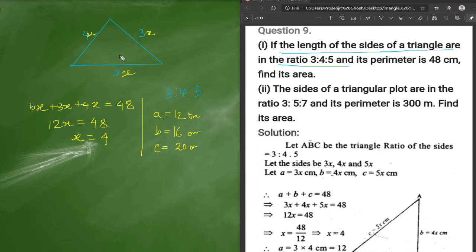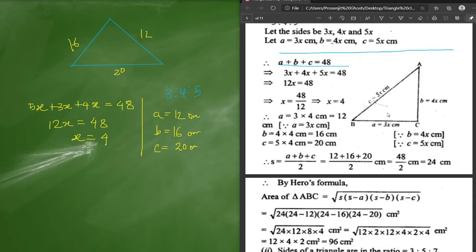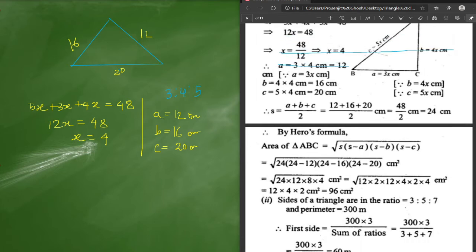Right now you got all the values. You can also erase this one. Wait a minute, just erase them. And right now we have to put the real values, that is 12, 16, 20. So all you need to know is about Heron's formula. When you apply Heron's formula, that's it, you will get the answer. I did it over here. Please check it out, and if you have any query about it, you can write it in the comment section.